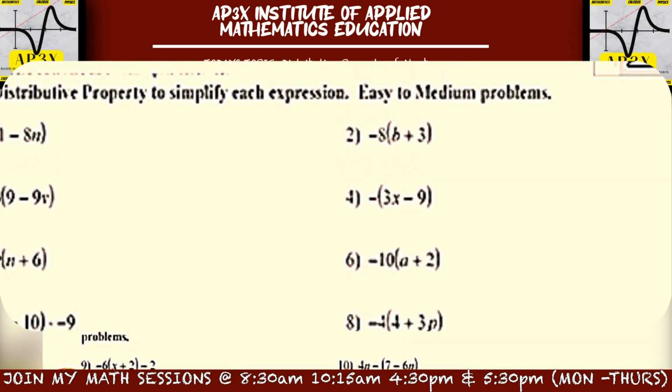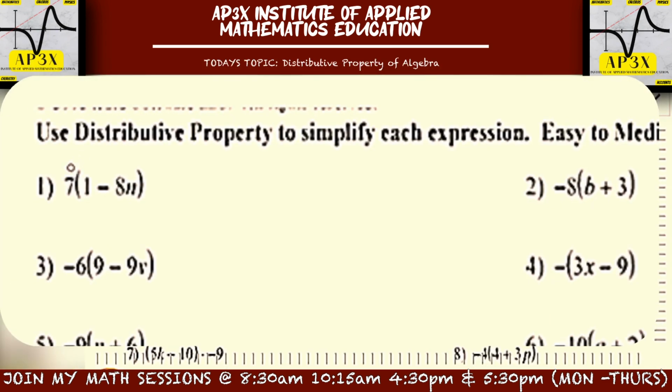Here I'm going to be picking number 1 as a start. So we're distributing the 7 here. So 7 times 1 is equal to 7, and 7 multiplied by minus 8 gives us minus 56n. All right, nothing we can do there, very simple.